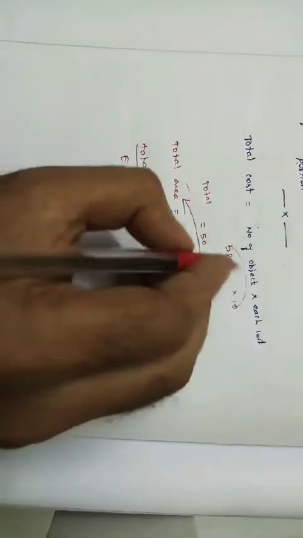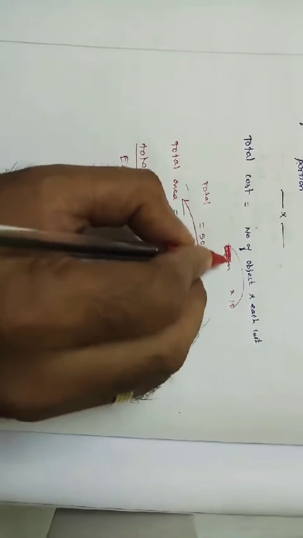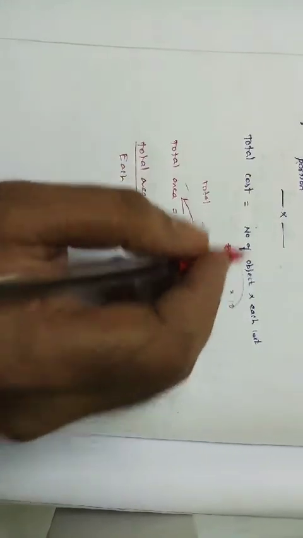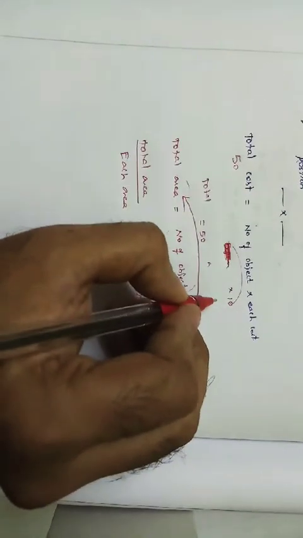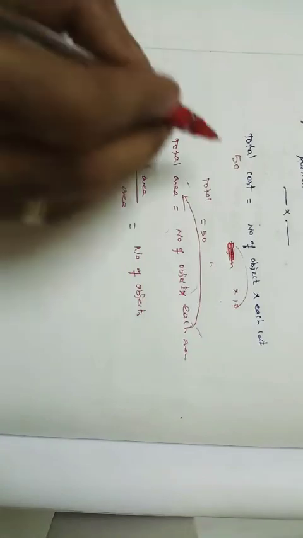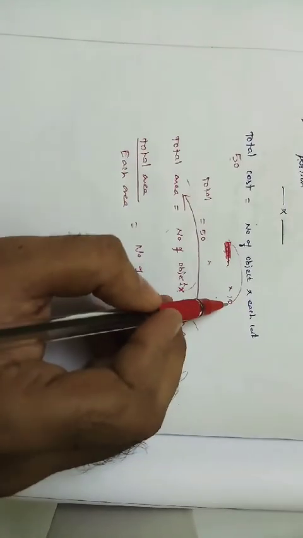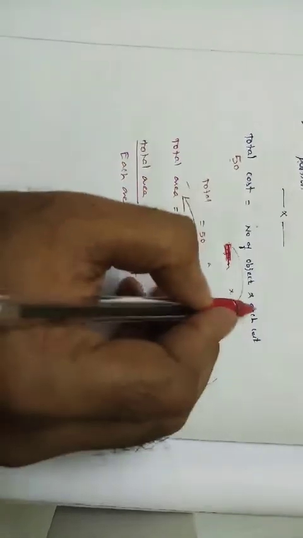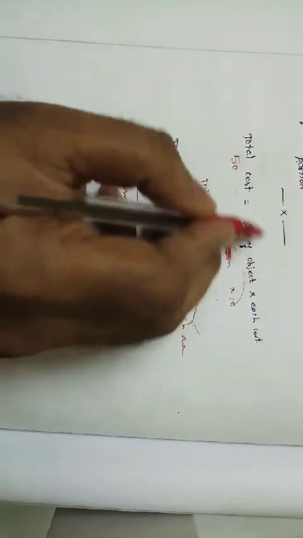Suppose we don't know the number of pens, but we know the total cost is 50 rupees and each cost is 10 rupees. If you want to find how many pens you are buying for 50 rupees, and each pen is 10 rupees, how do we find it? The same thing: just divide the total cost by each cost, and we will get the number of objects.